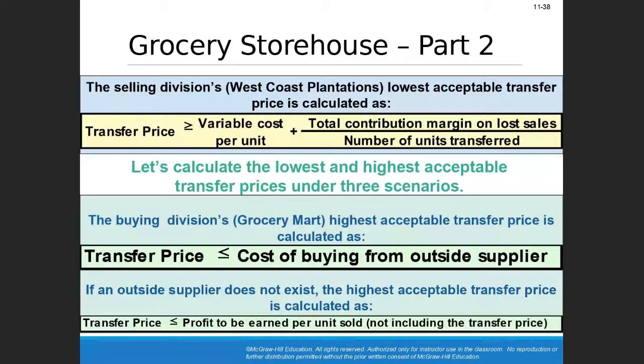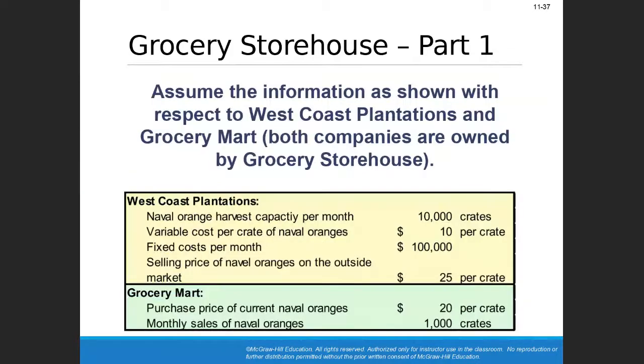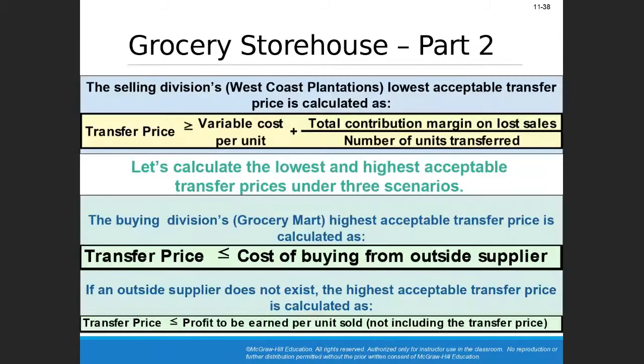So we have to figure out what the lowest acceptable transfer price is for these guys, right? Yes, they can sell them for $25 per crate, but I can sell them for less than that based on my costs. I can sell them at cost if it's within my own division if I want to. The transfer price, the lowest they can accept, is variable cost per unit plus contribution margin on lost sales divided by number of units.